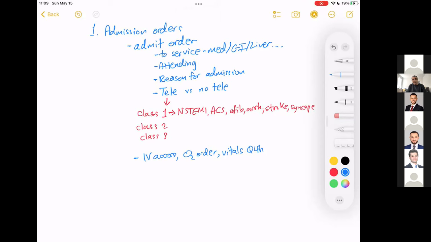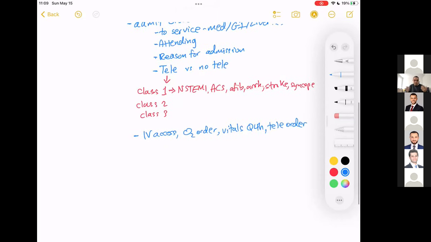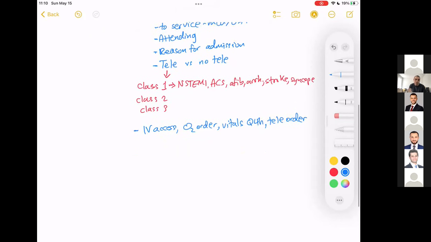Okay, and then something we just talked about, tele. If you're admitting the patient to tele, your admission order is going to say this patient is admitted under tele. This alone is not enough to place the patient on tele. The tele order has to be a different order. You will remember this when you forget to put the tele order and the nurse starts running after you, saying, hey, please place the tele order. But you just have to know that the tele order is an actual order. The admission order that says tele or no tele is more of an administrative thing. It's not the actual order.